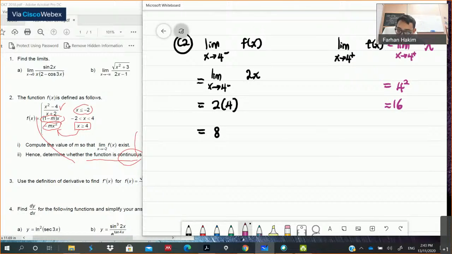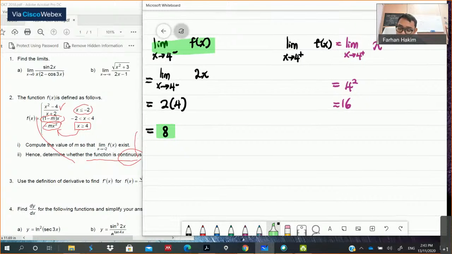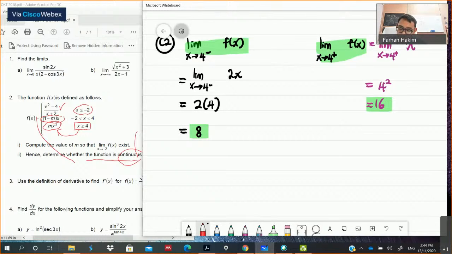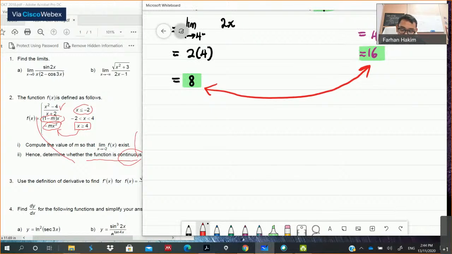So check, are the two values equal? This is the limit from left and this is the limit from right. They are not equal. 8 is not equal to 16. So we can say that the limit does not exist, because the limit from left is not equal to the limit from right. So the limit of f(x) as x approaches 4 does not exist.